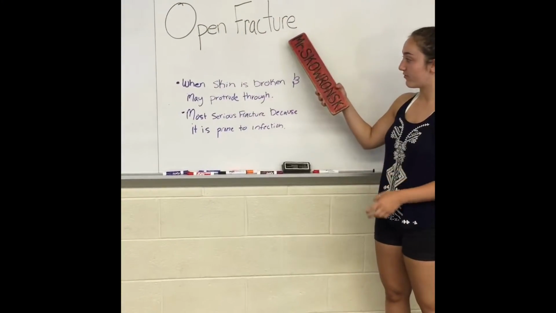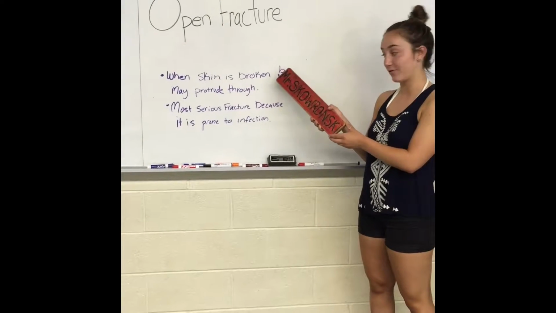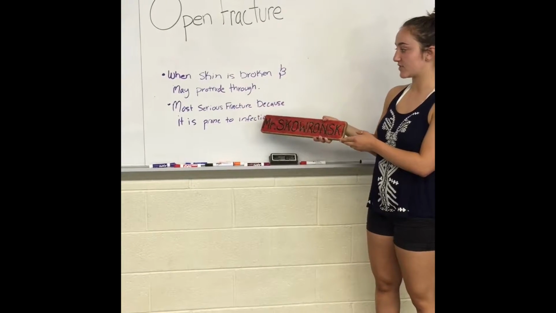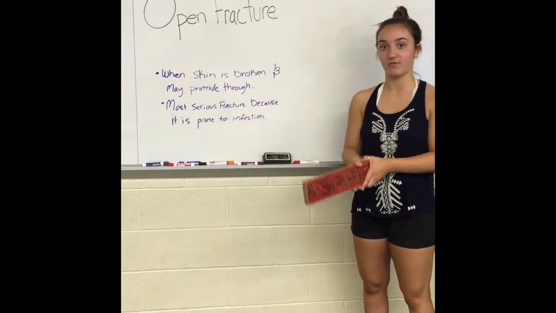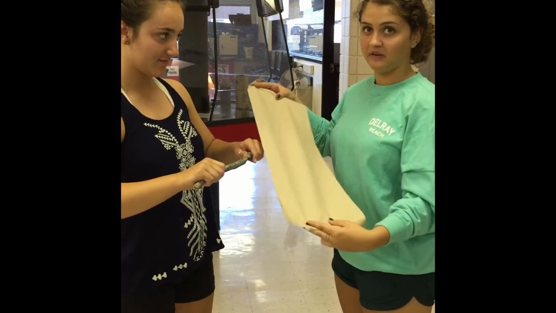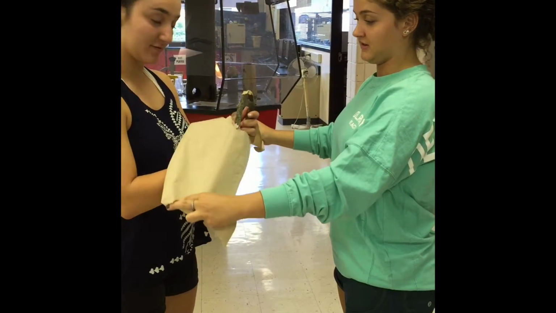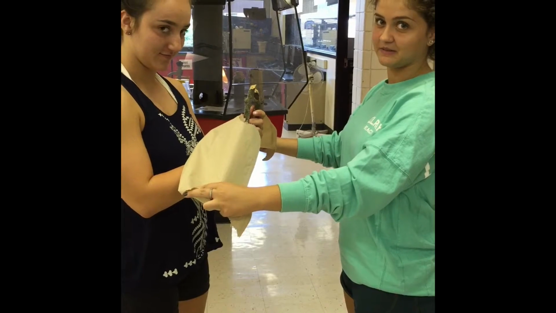So, during an open fracture, the bone breaks and the skin is broken and the bone may protrude through, and it's the most serious fracture because the bone is prone to infection. So here we're going to represent an open fracture. The paper towel being the skin and the stick being the bone. So when it breaks, it opens through the skin.